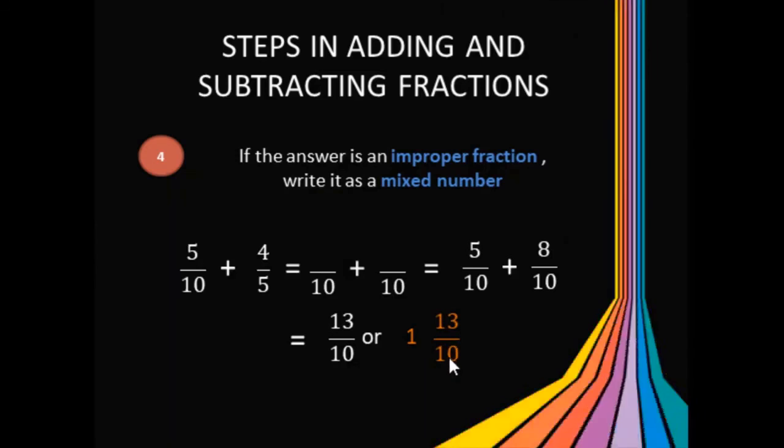Okay? 1 and 3/10. That's why we get 1 and 3/10. If you check it, it's 10 times 1, it's 10 plus 3, it's 13. So it's the same as 13 over 10.